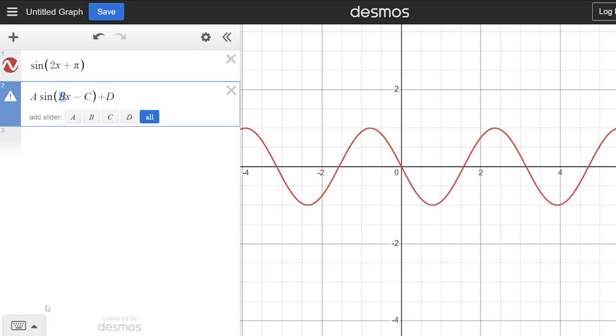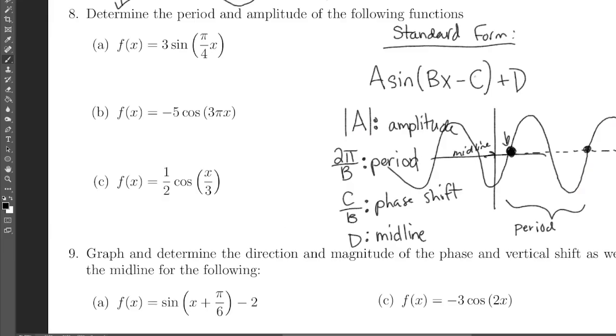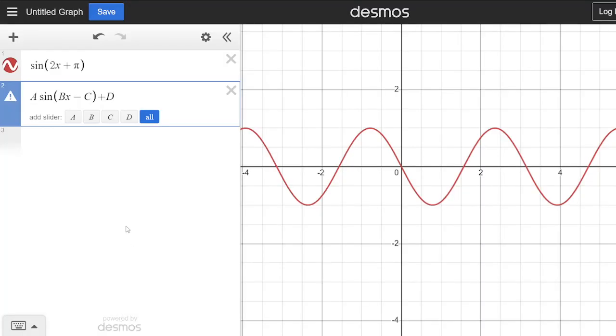And so to calculate our phase shift, which is the x location of our starting point, I said we do c divided by b. I am losing it today. C divided by b is phase shift. And so when we do negative pi divided by 2, which is our c and our b, we get the x coordinate of our starting point, which, as I showed you, is negative pi over 2, which is right here.